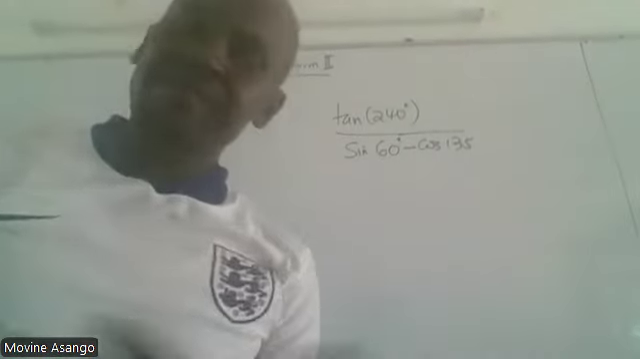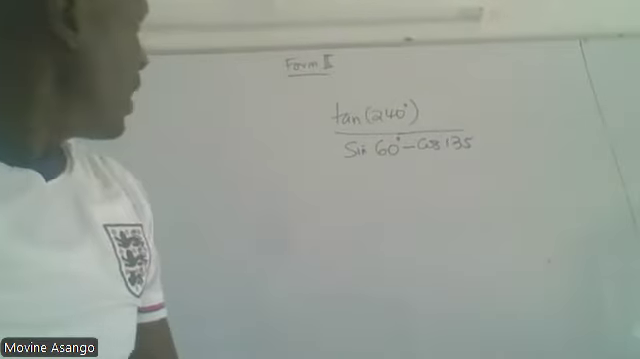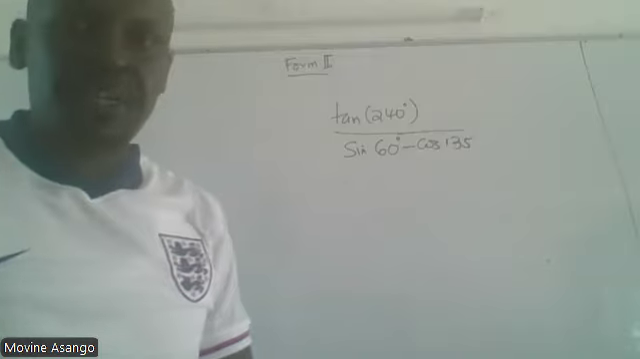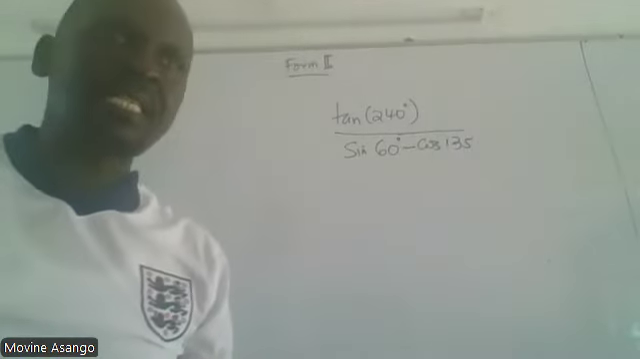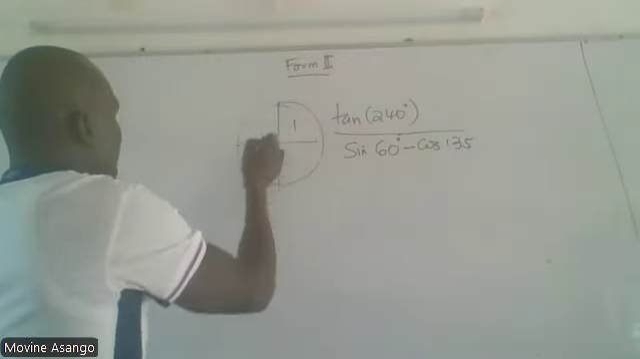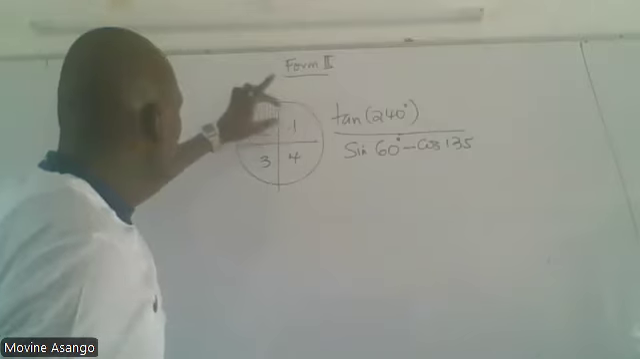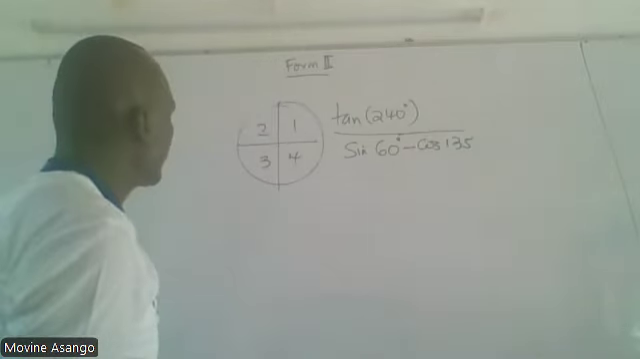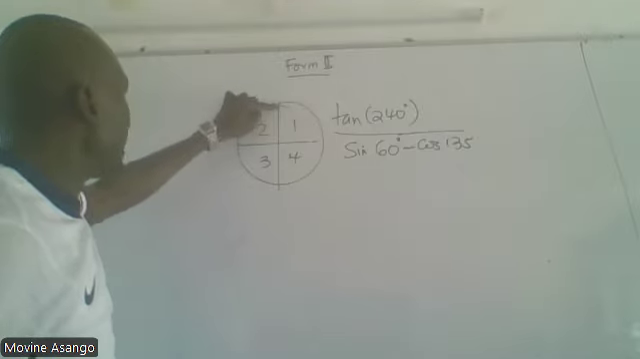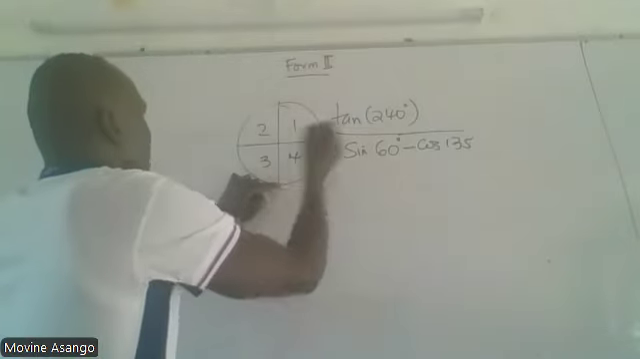Of course, I would not give you this kind of a question for paper 1, but if it comes, these are special angles. You look into 240. In which quadrant is 240 lying? Remember, we have got the first, second, third, and fourth, right? All students take chemistry. In the first quadrant, we are talking about 0 to 90, 90 to 180, 180 to 270. So this is the third quadrant.